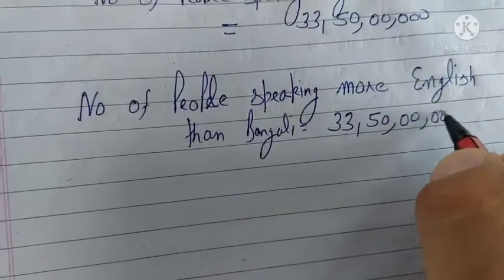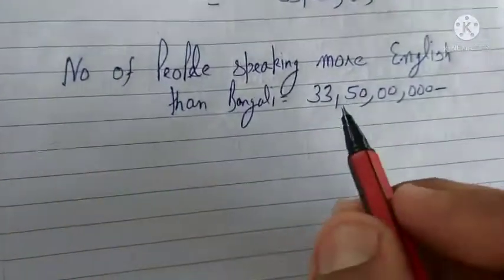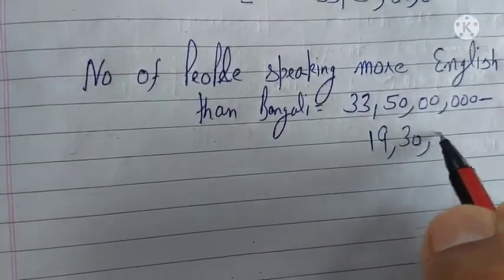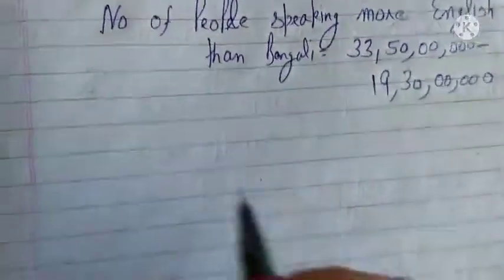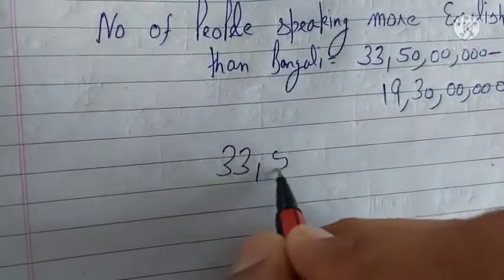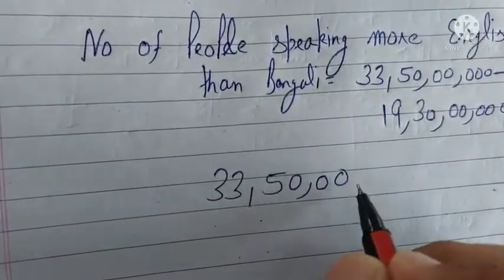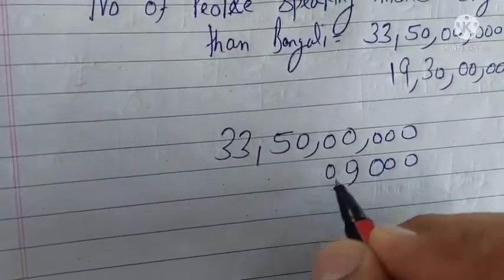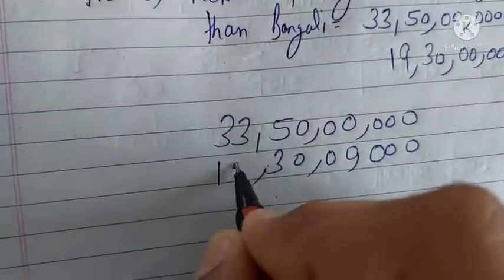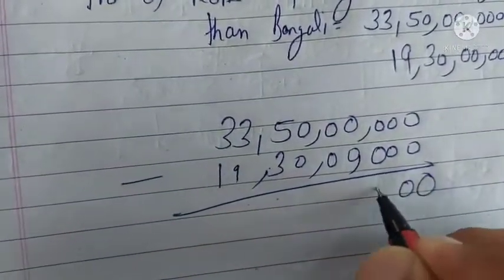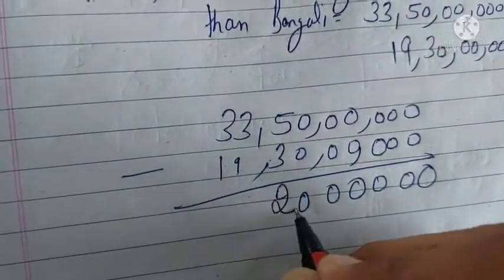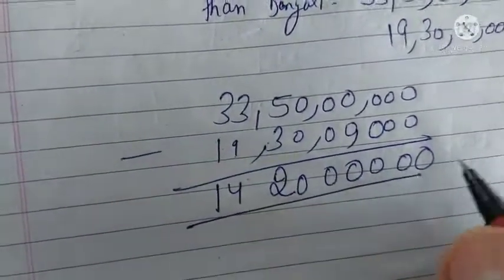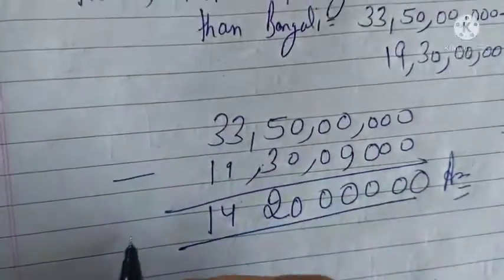the people that are speaking Bengali from the English speakers. So subtract 3350 00 000 and here would be 193 00 000. 30 19, subtracted 0 0 0 0 0 0 2, it would be 14. So this is the answer.